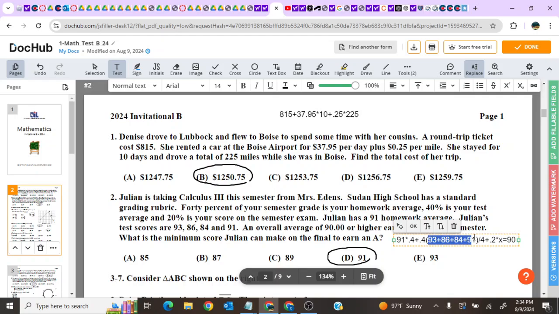So add them all together, divide by the 4 test scores there are, find the average, and then multiply that by 0.4 because it's 40% of your entire average. Then your unknown semester exam also makes up 20%. So 0.2 times an unknown value has to get you a combined grade of 90. You use the equation solver to solve for x and you get 91.